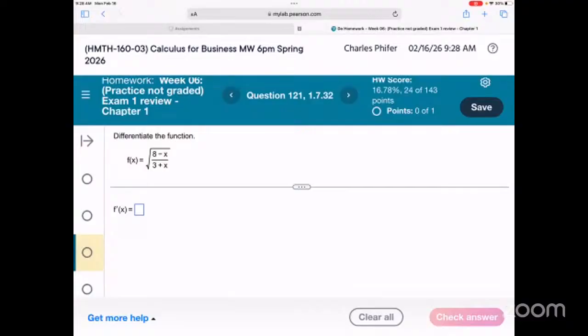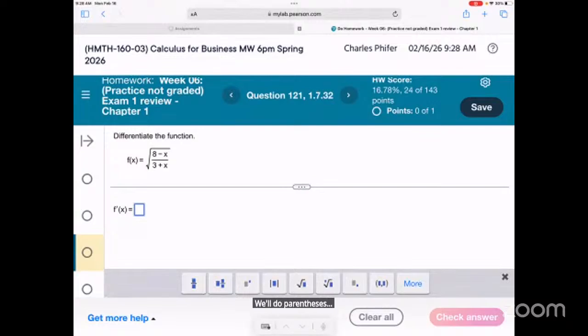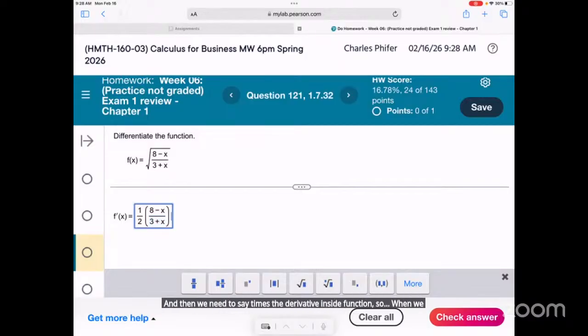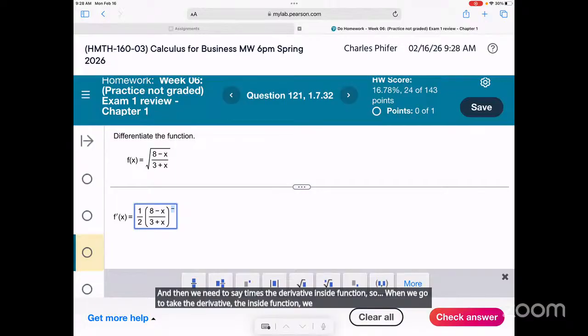We'll do parentheses 8 minus x over 3 plus x. And now it's to the power of -1/2. And then we need to say times the derivative of the inside function. So when we go to take the derivative of the inside function, we need to use the quotient rule.